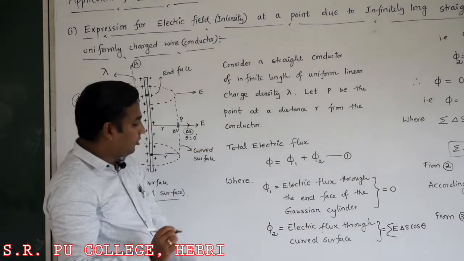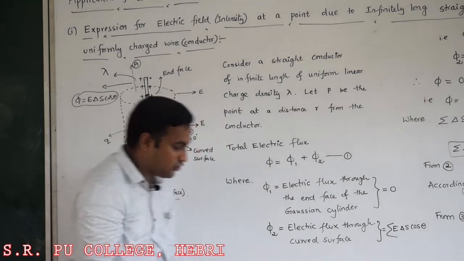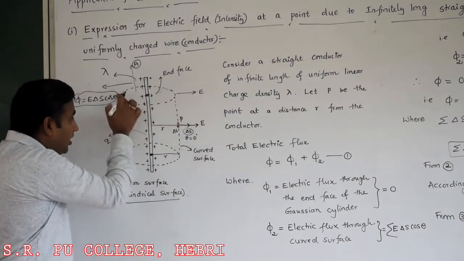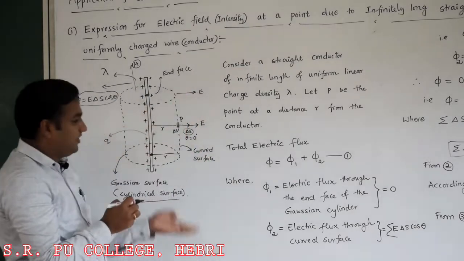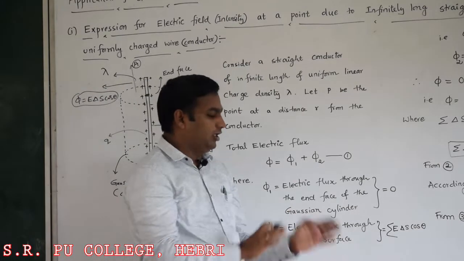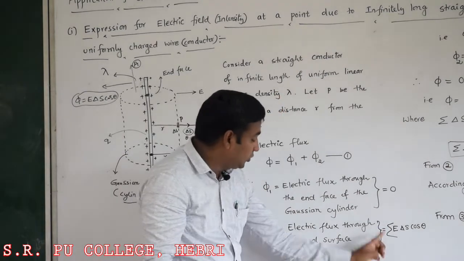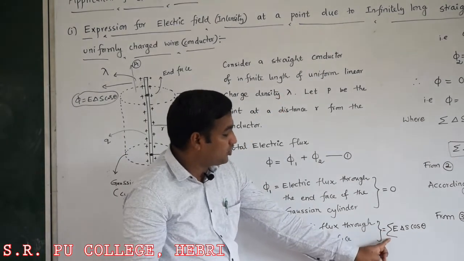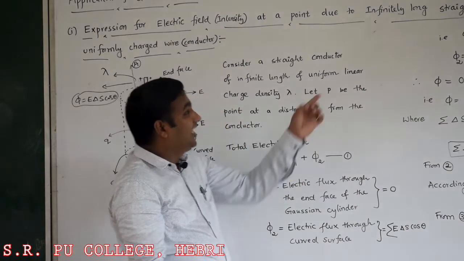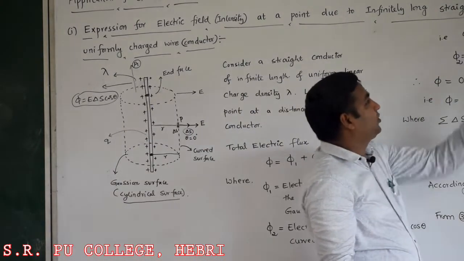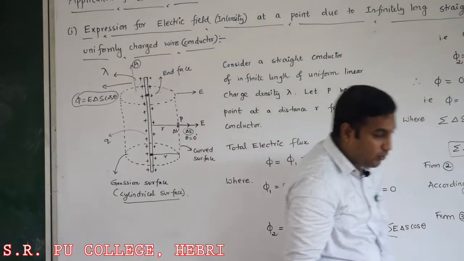The second important thing is phi 2, the electric flux through the curved surface. Here these two are the curved surface. In the case of the curved surface, automatically we have to think about the entire cylinder. The surface is like this. The total electric flux is the summation of E into delta S into cos theta, and that becomes phi 2 equals summation E into delta S, where we assume theta is equal to 0.